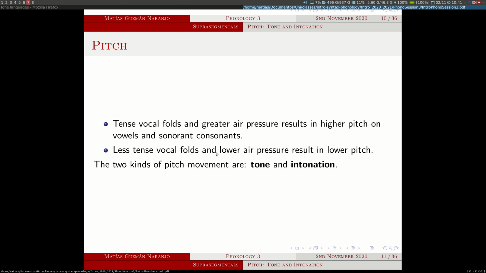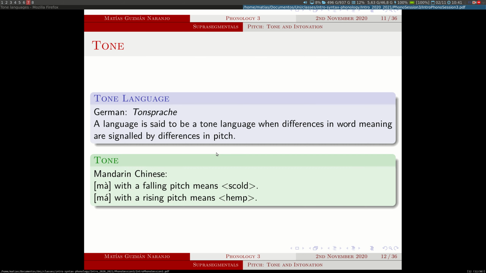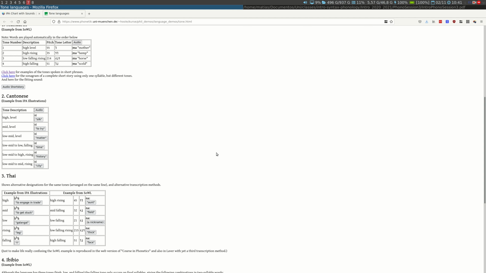So pitch is produced by the tension of the vocal folds, and the more tense they are, the higher the pitch, and the less tense, the lower the pitch. And there are two types of pitch effects in language. One is tone and the other one is intonation. Tone is about the pitch on individual words, and tonal languages are languages which distinguish words based on their pitch. The most famous example is Mandarin, but there are others.